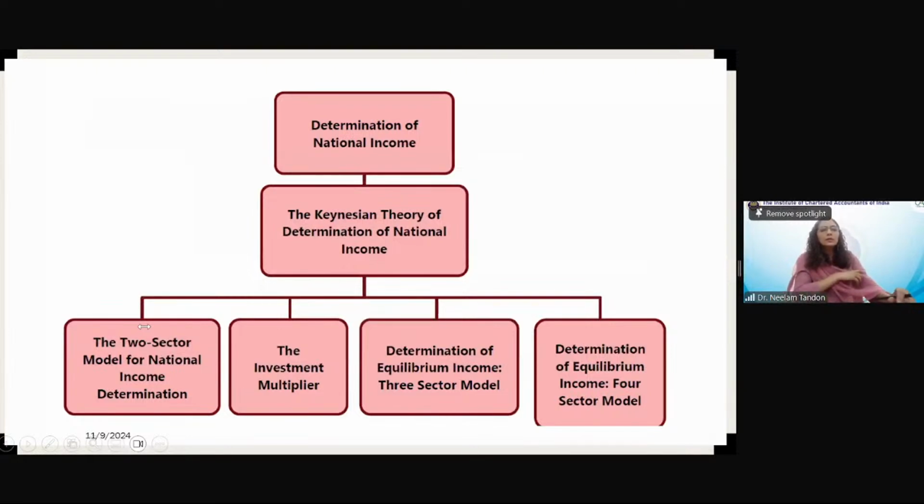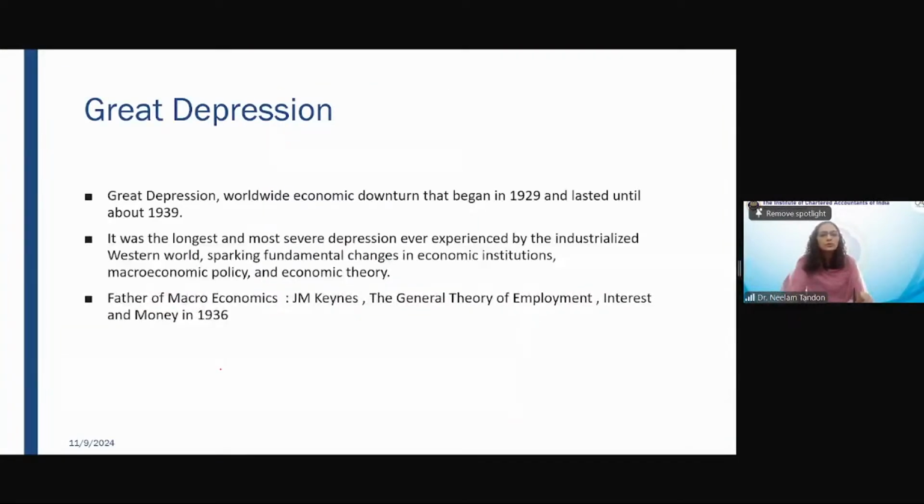So these are the different components of this chapter. First is determination of national income, which will be shared with respect to the Keynesian theory of national income, Keynes's theory of determination of national income, the two-sector model, the investment multipliers, the three-sector model, and the four-sector model. So first and foremost, to start with.